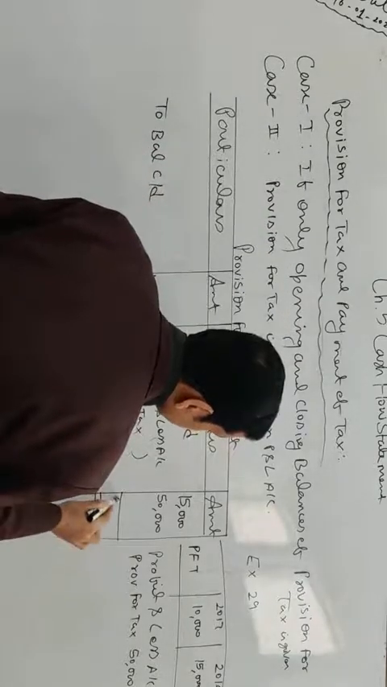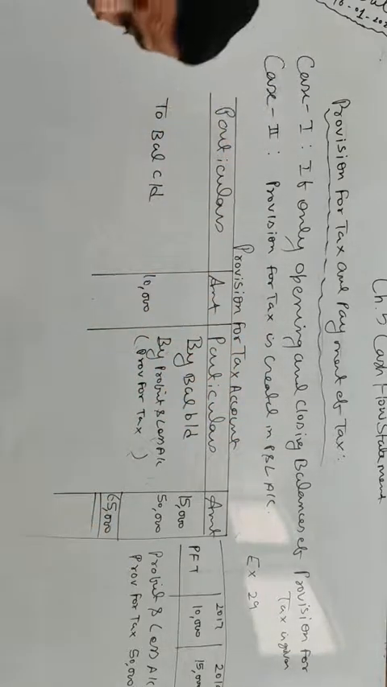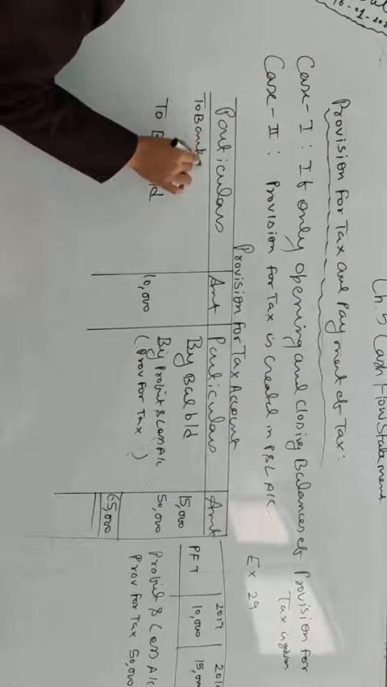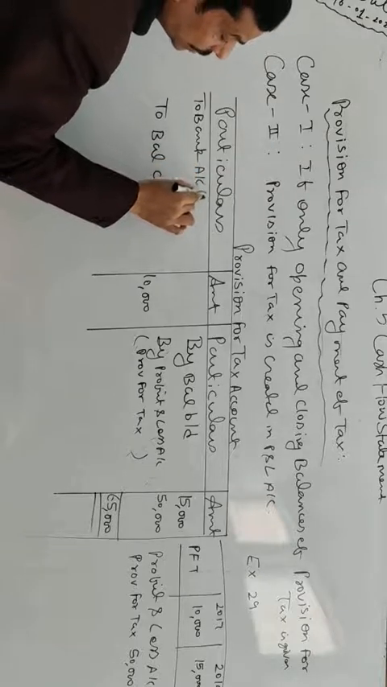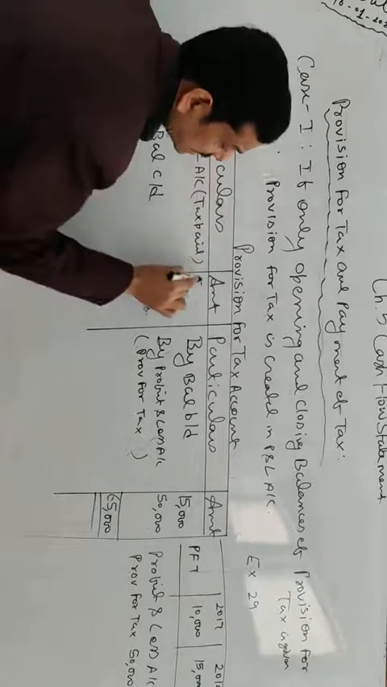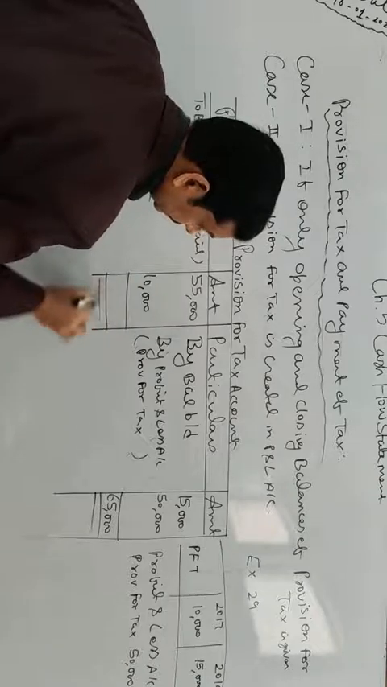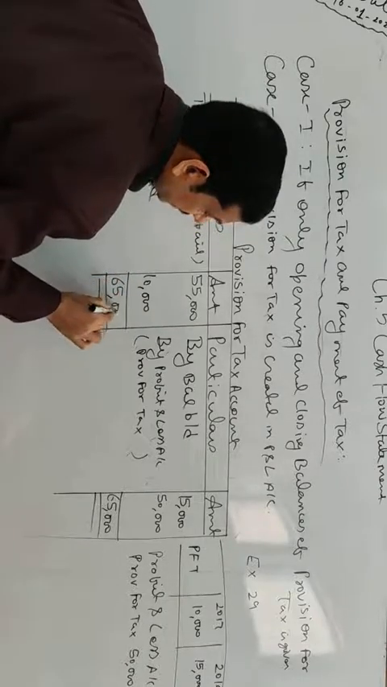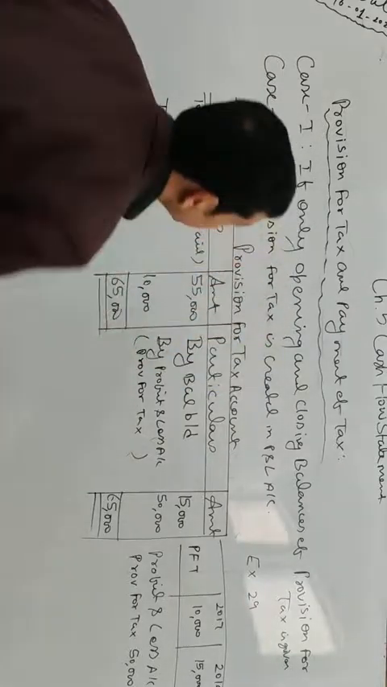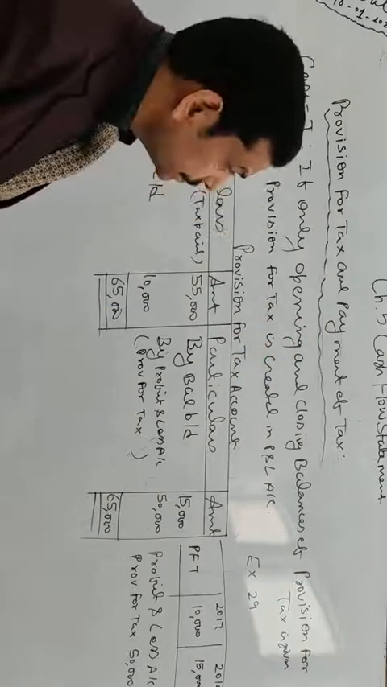Total coming is 65,000 on the credit side, but on the debit side we have only 10,000. So here you will write to bank account, and in bracket you will write tax paid. Clear? So 65 minus 10, 55,000 is the amount of tax paid. So total is 65,000. So in this way you will prepare provision for tax account in order to know the payment of tax. Clear? So this is our case 2.